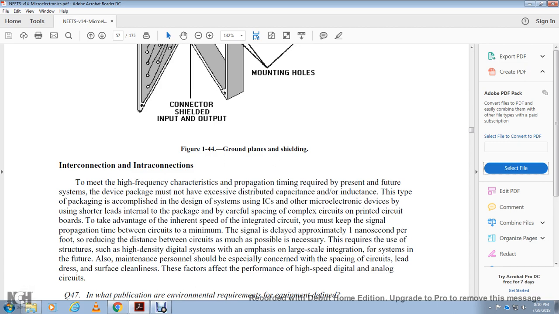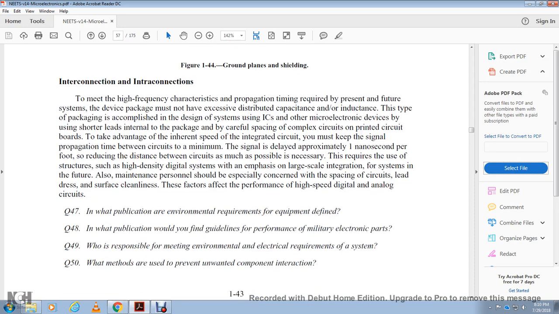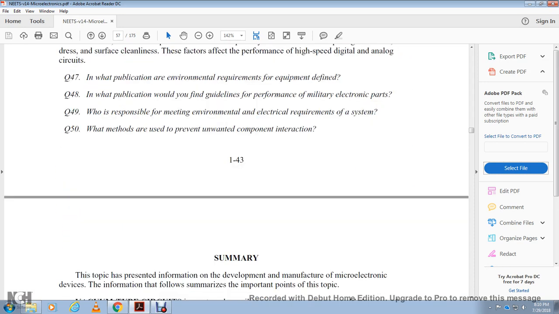This requires the use of structures that support high-density digital systems and emphasize large-scale integration of the system. In future, all maintenance personnel should be especially concerned with the spacing of the circuits, keeping the surface clean, given the factors that affect the performance of high-speed digital and analog circuits. Chapter 1 Summary.